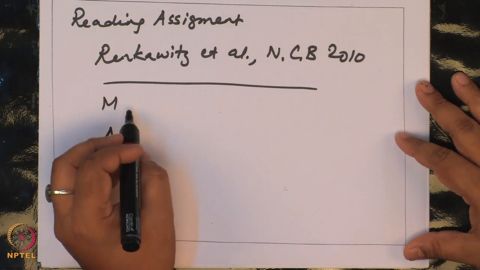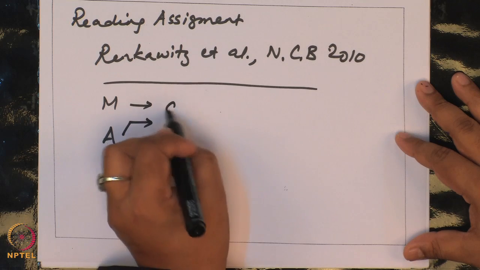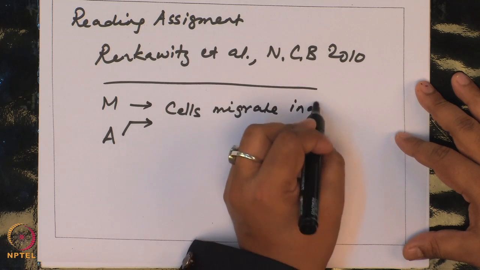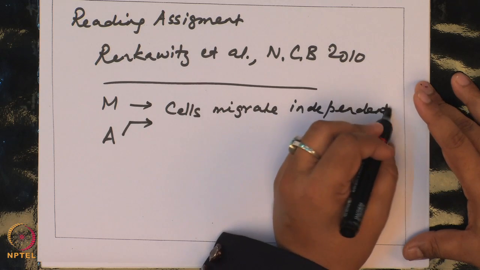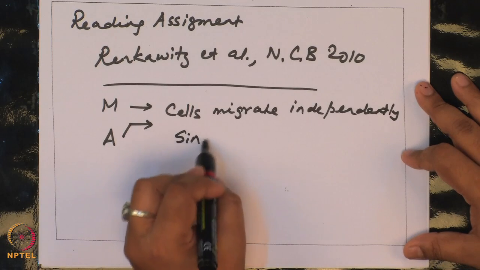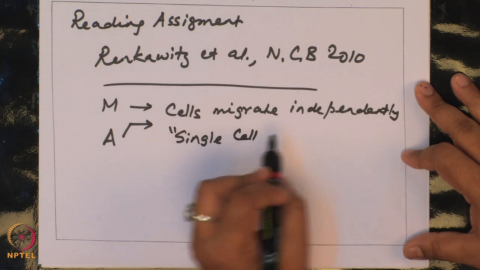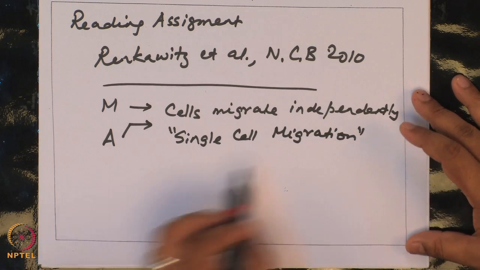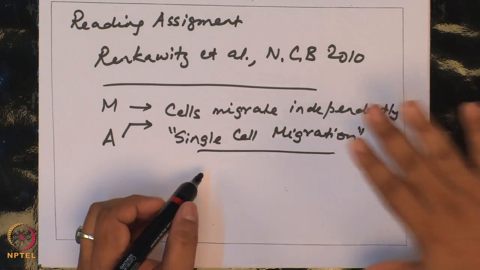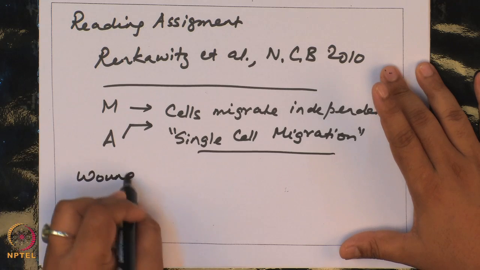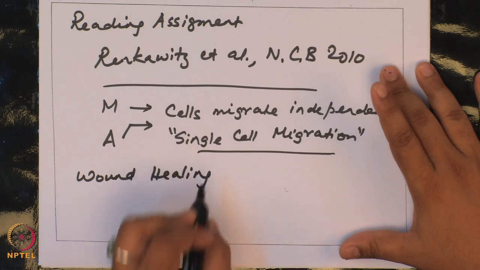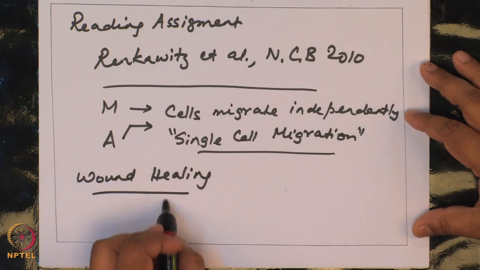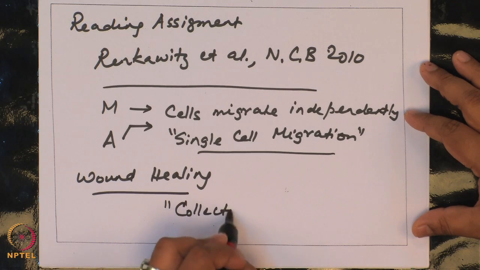In both these cases, the cells migrate independently. In other words, this is an example of single cell migration. If you were to think of wound healing, what do you have? You have groups of cells which migrate. In the case of wound healing, instead of single cell migration, what you have is collective cell migration.